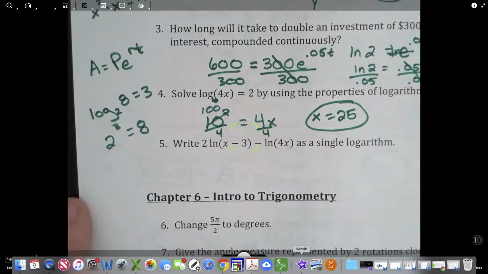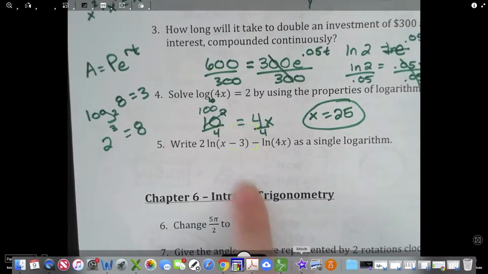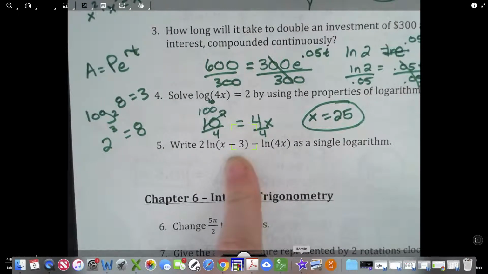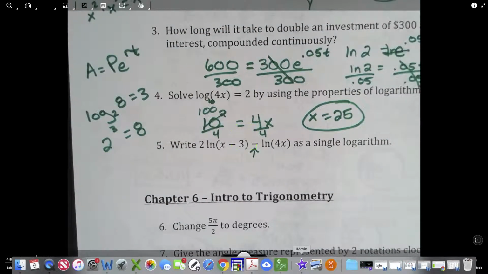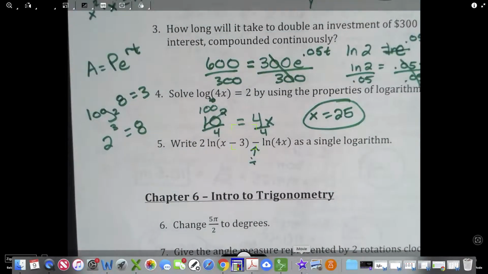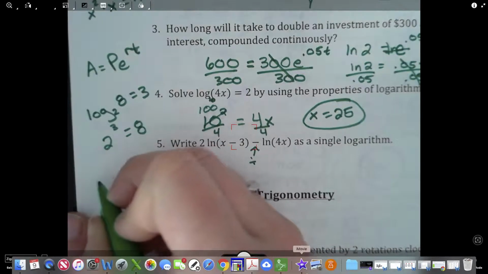Number 5, write this as a single logarithm. So there's not an equal sign, we're just trying to simplify. Okay? So I see a minus sign. What does minus mean in log world? Divide. Minus means divide. Minus means divide. What is multiply? What do they use for the symbol for multiply?